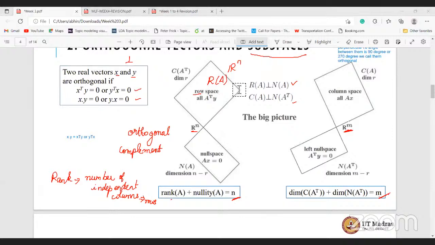Abhishek asks, for an orthogonal vector, how does A transpose X equal to 0 come? I'll explain this using an example. Suppose I have two vectors, 1, 0 and 0, 1, 0. It is Linear Algebra by Gilbert Strang. Now, suppose I call this vector as X.